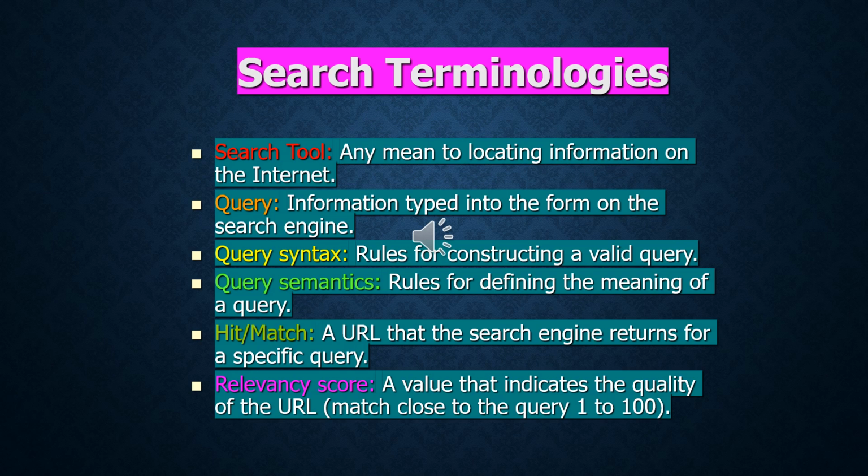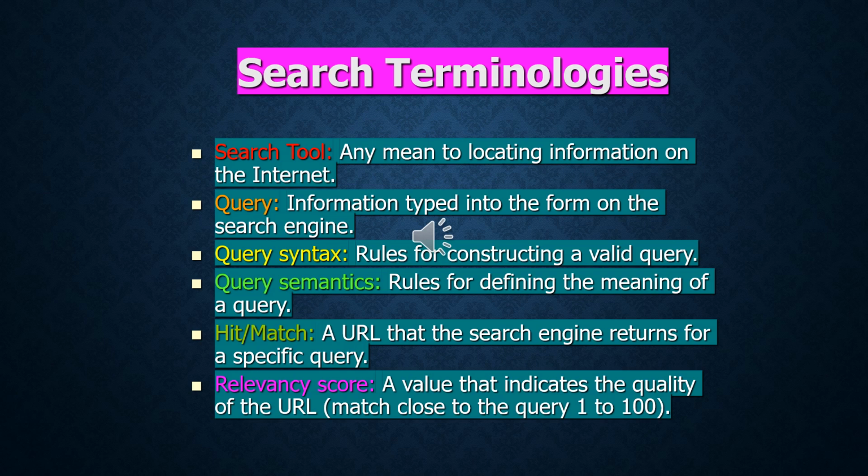So when you are ready to search, after typing, for example, google.com or yahoo.com, there are some search terminologies that you need to understand. The first one is search tool, any means of locating information on the internet. Next is the query, that is information typed into the form on the search engine. So any information that you type on the search tool is a query. Query syntax is the rules for constructing a valid query. So whenever you send a query, there are rules for constructing that particular query.